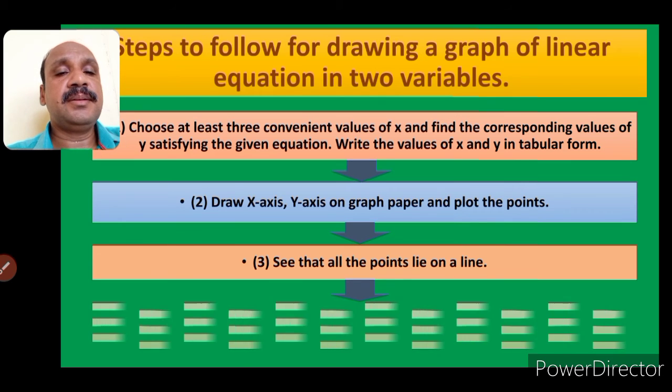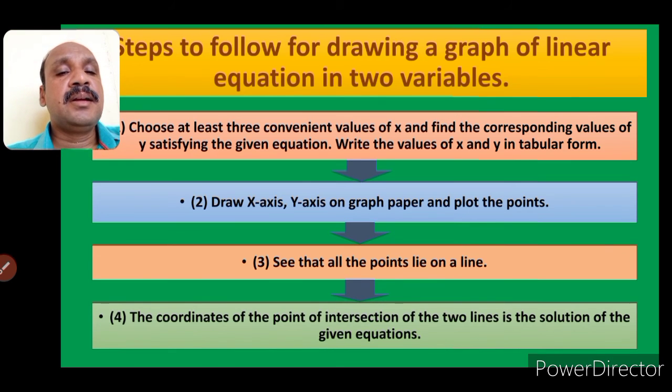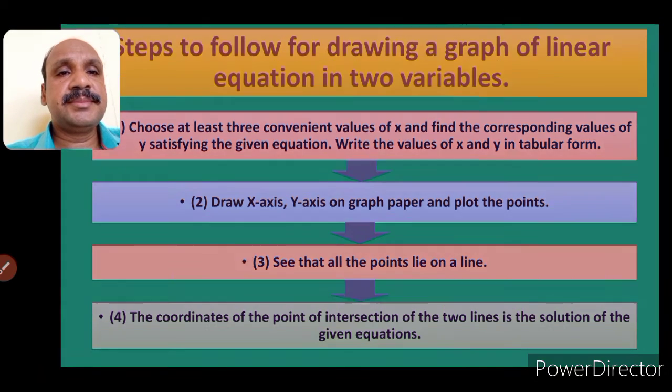Next step, the coordinates of the point of intersection of the two lines is the solution of the given equations. Here these are the four steps. We already know how to draw the graph, how to find the ordered pairs and how to plot the points on the graph paper.